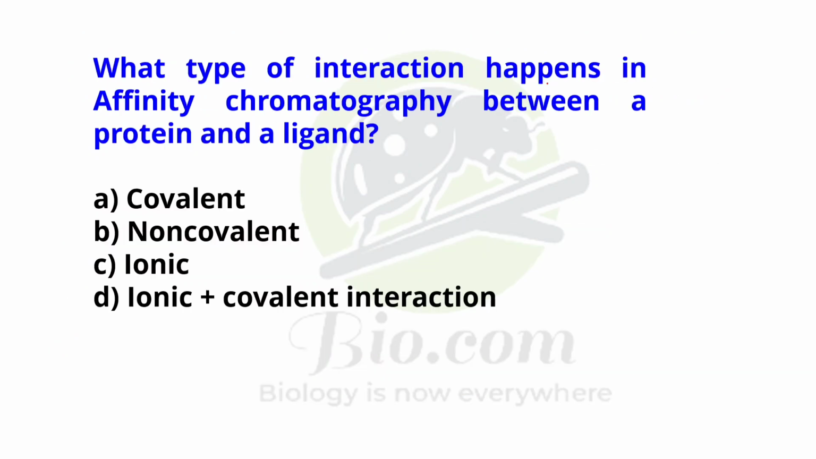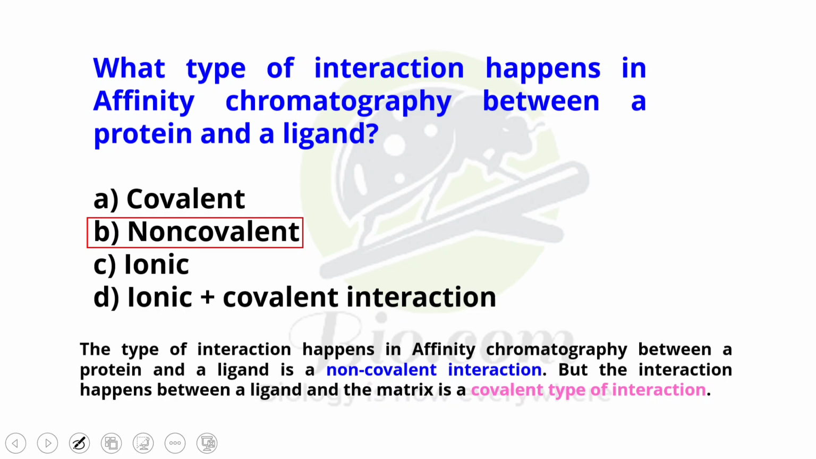Now what type of interaction happens in affinity chromatography between a protein and a ligand? Is it covalent? Is it non-covalent? Is it ionic or ionic plus covalent? In between a protein and a ligand, there is a non-covalent interaction. So the right answer for this question will be non-covalent interaction. The type of interaction in AC, that is affinity chromatography, between a protein and a ligand is non-covalent interaction. But the interaction between a ligand and the matrix is a covalent type of interaction.